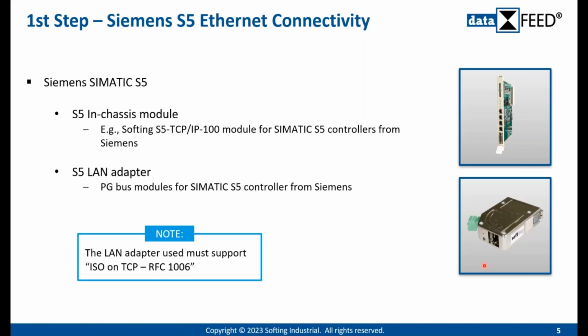The next one is the modern, newer version. It's an S5 LAN adapter. It's a module which will be plugged on the one hand on the S5 interface, and on the other hand, we have an Ethernet interface. The most important topic for these devices or for these gateways is that the LAN adapter must support ISO on TCP RFC 1006, because this is the most used protocol for connecting Siemens devices. When we have plugged in such kind of module or LAN adapter, we have made the S5 ready for Ethernet connectivity.